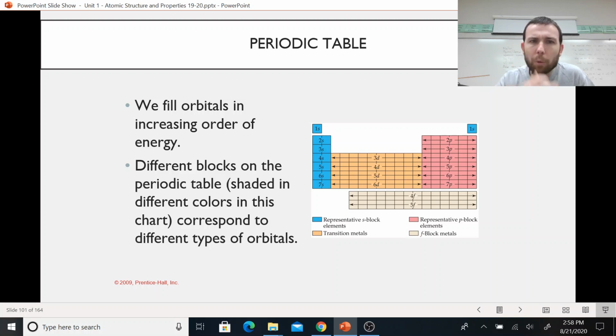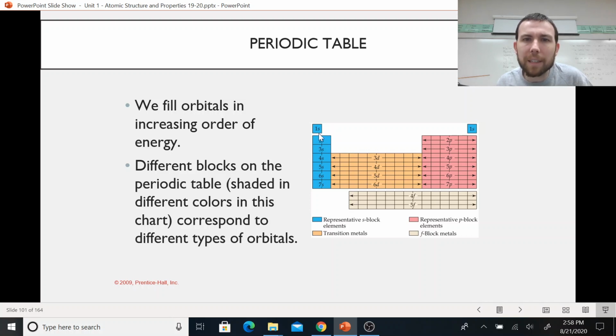Now this periodic table has shaded in the different blocks to correspond to the different types of orbitals that those elements are going to be found in. That's really useful because it gives you some insight into the last orbital that's being occupied for an element.